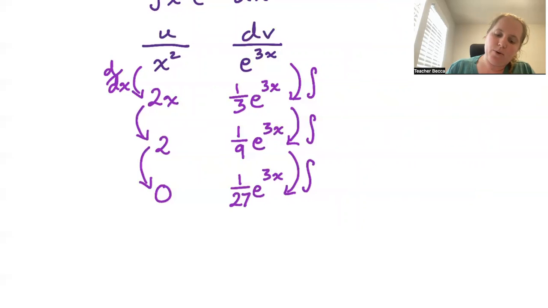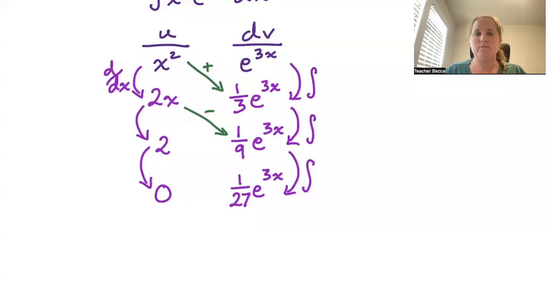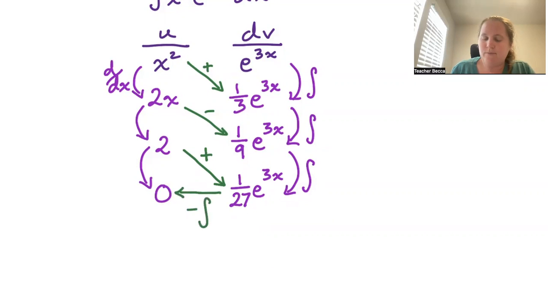Now rapid repeated integration by parts says we take the positive product of the first diagonal, negative product of the second. All right, so we had positive product on the first diagonal, negative product on the second diagonal, positive product on the third. That was the last diagonal. Since it was a positive, our bottom row, we will subtract the integral.